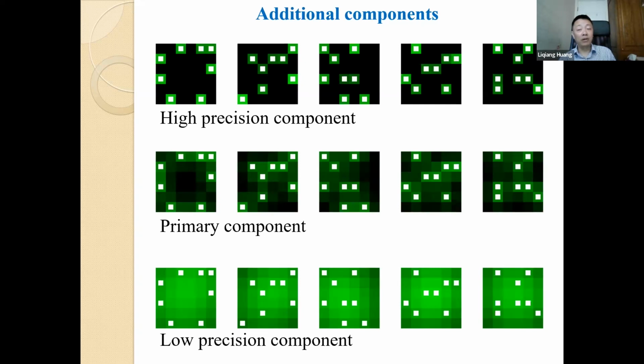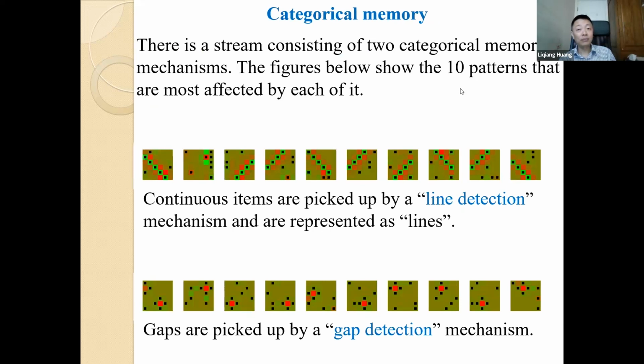And we also have additional components. What are the additional components? If you have heard about multiple spatial frequency analysis, then that's similar to that. Basically, in addition to the primary components, we also have a high precision component, which is very precise, and a low precision component, which is very blurry. Those also contribute a little bit to the final outcome. This is the main mechanism, but those are what I call additional components.